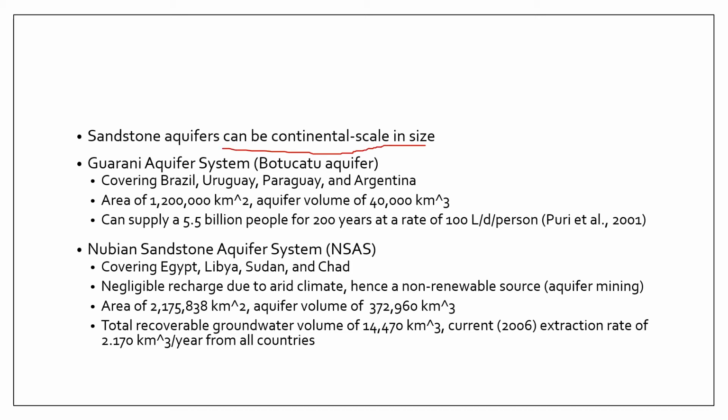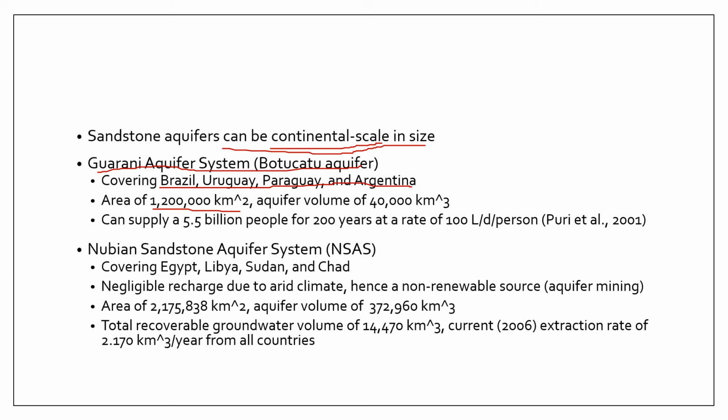And some of them are even continental in size. These are the two important examples of your continental scale aquifers: your Guarani aquifer system, or Botucatu aquifer, in Brazil, Uruguay, Paraguay, and Argentina. So they cover an area of 1.2 million square kilometers. I think that's three times the size of the Philippines. And its volume is in the order of 40,000 cubic kilometers.